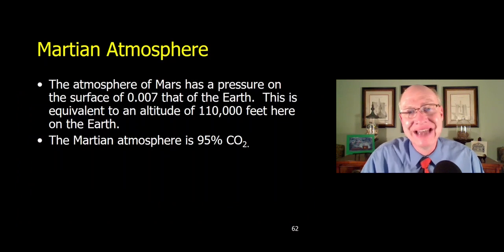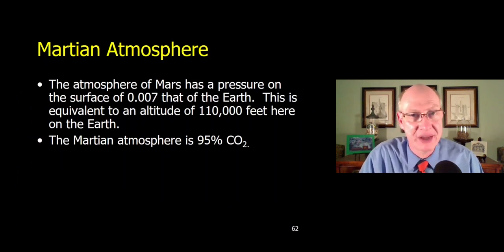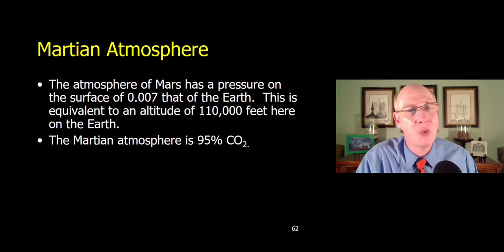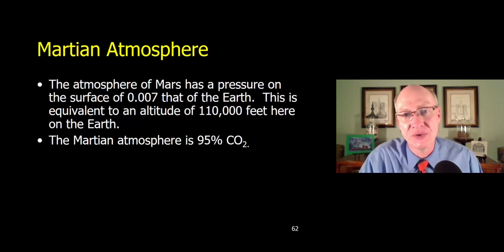Mars has an atmosphere that is on the opposite end of the spectrum from the Earth's and from Venus's atmosphere. Unlike Venus, which has a very thick atmosphere, Mars has a very thin atmosphere. It's only 0.007 times the atmosphere of the Earth, or 0.7% the Earth's atmosphere. That's equivalent to an altitude on Earth of 110,000 feet. And the Martian atmosphere is primarily 95% carbon dioxide. So just like Venus, the Martian atmosphere is mostly carbon dioxide.